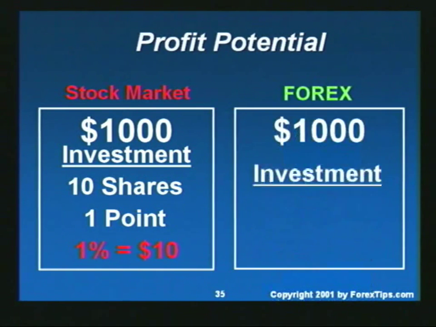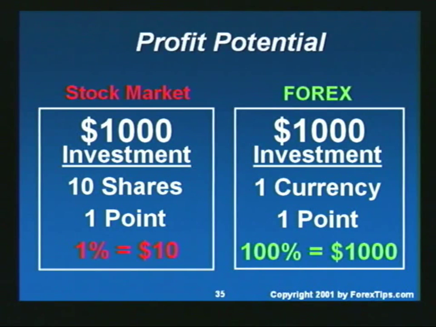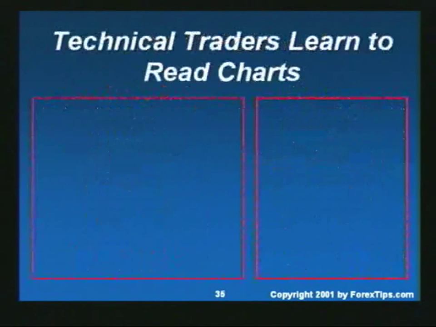On the Forex, if you had $1,000 that you invested and you purchased one currency, you are now controlling $100,000. It moves 1 point. There are 100 pips in a point. At $10 a pip times 100 pips, you are making $1,000 or a 100% return on $1,000.